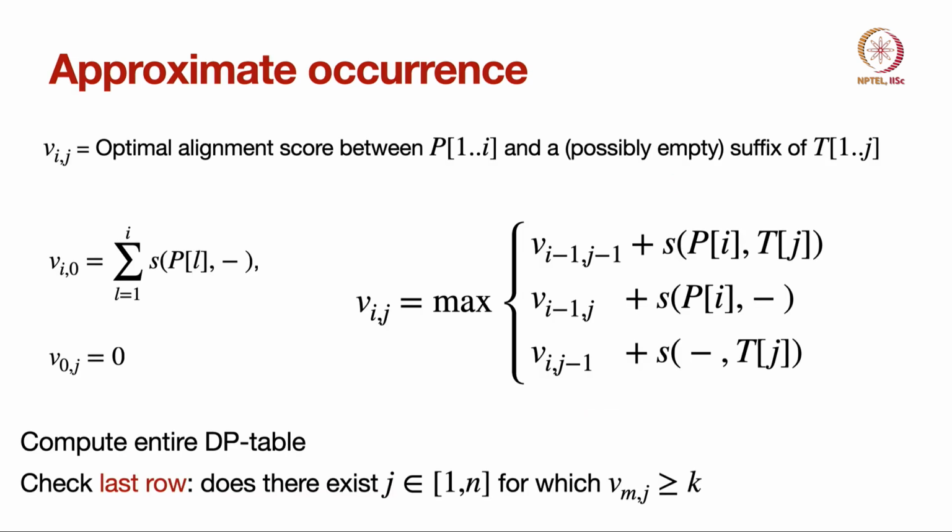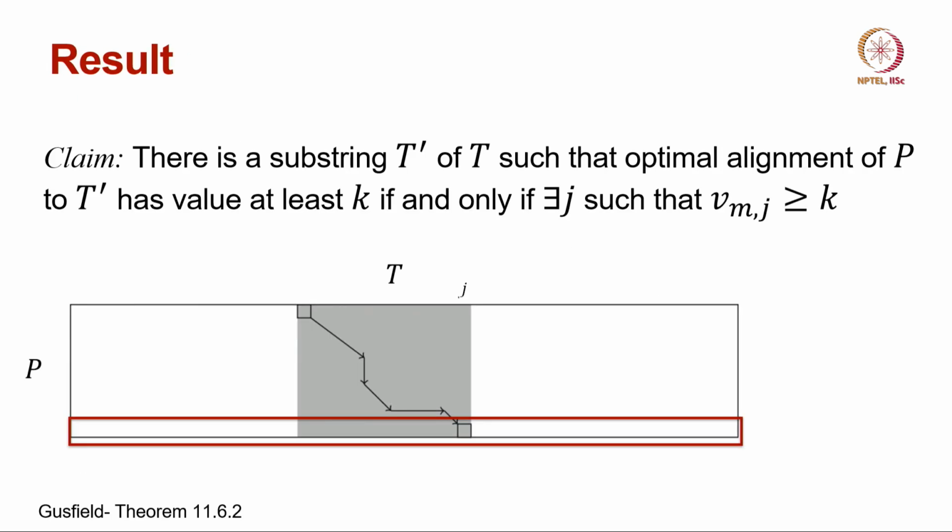Right. So, summarizing, we compute the entire DP table and check the last row of the table to see if there exists any value in that last row that is at least k. So, this completes the algorithm, and the main claim here is that there is a substring T' of T such that the optimal alignment of P has value at least k if and only if there exists a value j such that Vmj is greater than or equal to k, and this follows from theorem 11.6.2 of Gusfield.